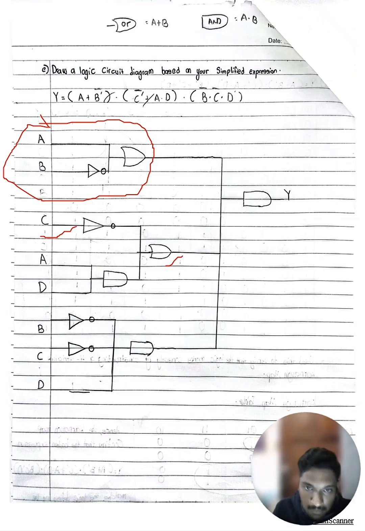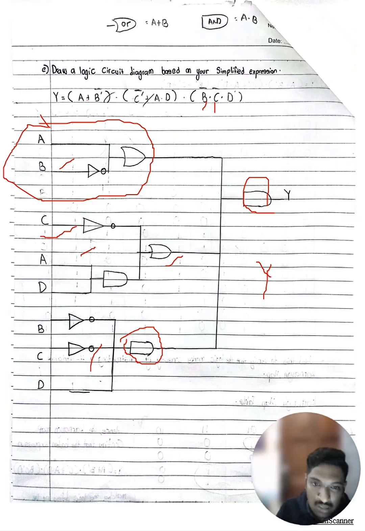And this particular thing, you can see B bar, C bar, and D combined together, and it's times. So this is the AND diagram. This one on this side, this one on this side, this one on this side. At the final, they all times, and at the final you can get Y. So this is the logic circuit diagram based on your simplified expression.